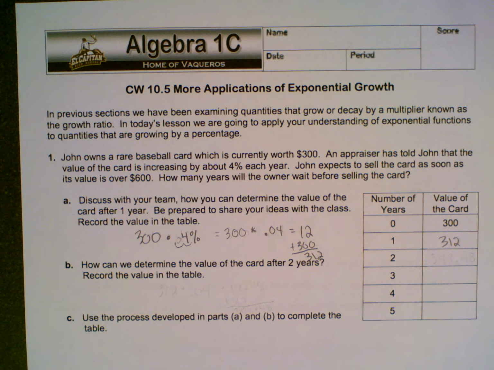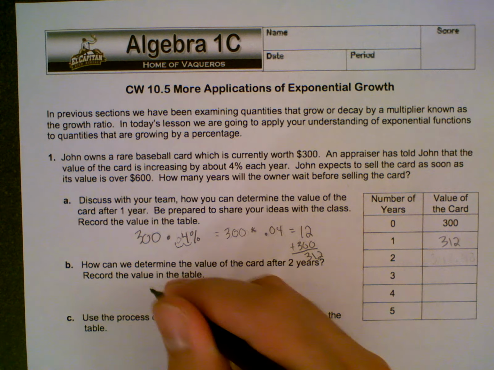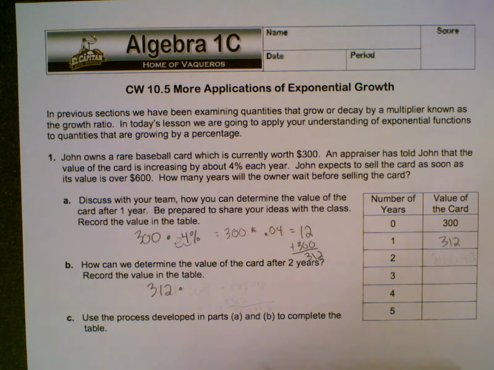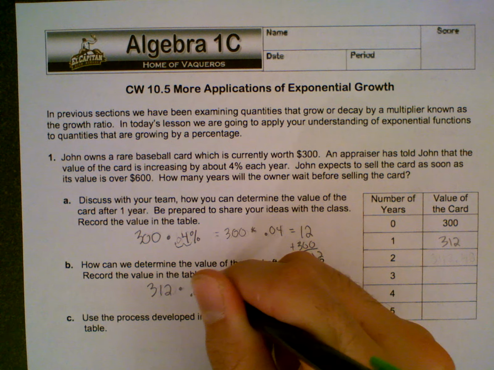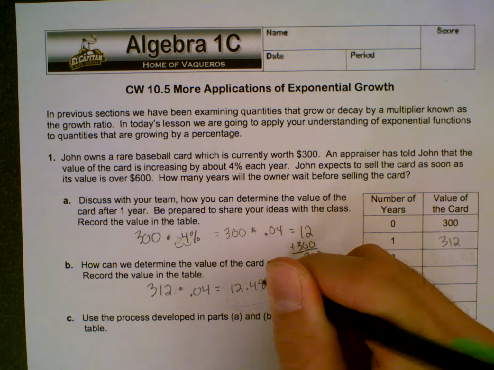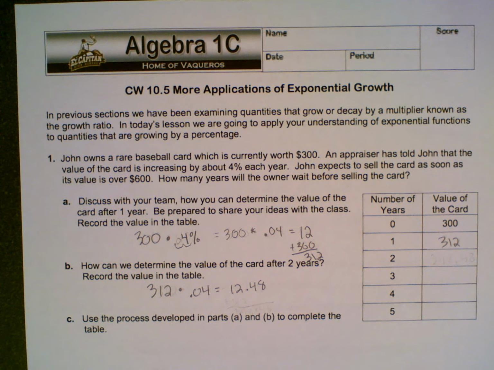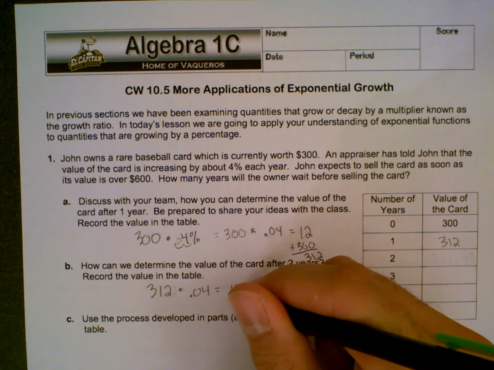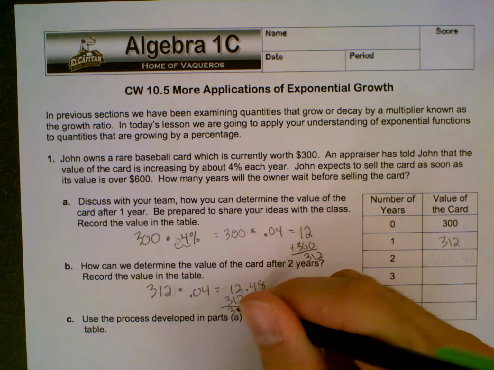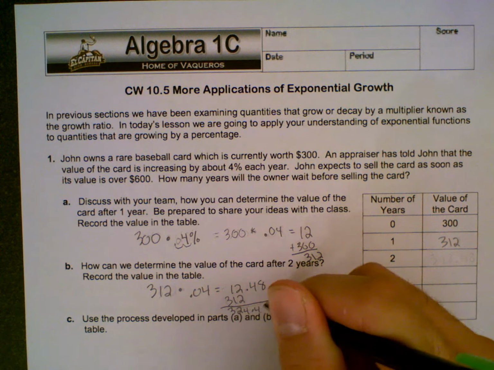Question B, how can we determine the value of the card after 2 years? We're going to do the same process. We're going to take the amount that it is right now, which is 312, and multiply that by the same percentage, 0.04. When we do that, we get 12.48. So once again, we're going to add that to our original, which is 312. When you add that, you get 324.48.